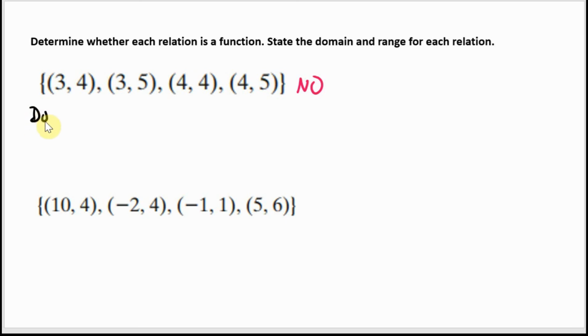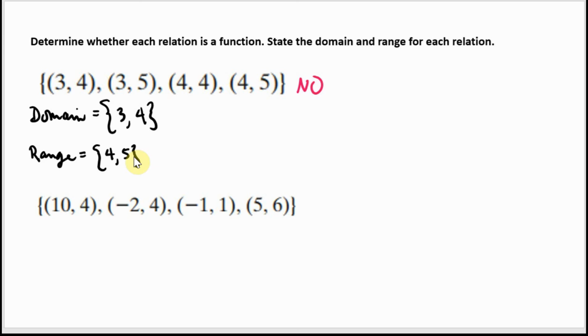So the domain would be 3 and 4. And the range, 4 and 5. Again, the domain or the x values, right, and the range, the y values.